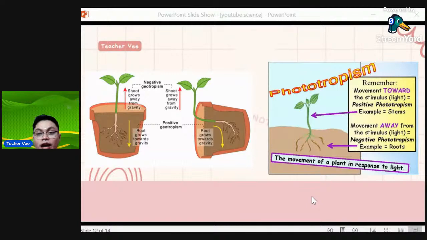Okay, so again, movement towards the stimulus, which is the light, that's the positive phototropism, which are the stems of the plant, right? That's positive phototropism. Pero kapag movement away, that's negative phototropism. Away from the light or away from the stimulus, which is the light. Okay? And those are the roots of a plant. Okay? So, kuha naman po yun.